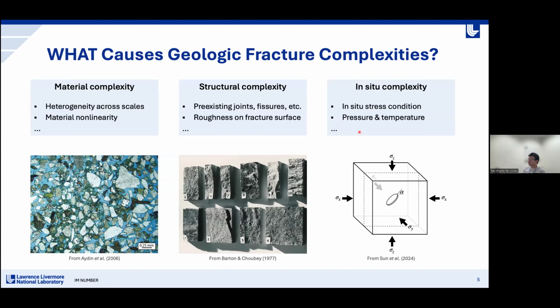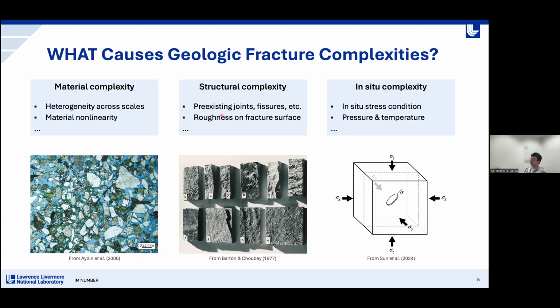So what are the causes of these complexities? There can be many answers, but I believe most of them fall into three aspects, which are the material, structural or geometric, and also the in situ conditions. So for the material aspect, it can include the material heterogeneity across different scales and the intrinsic material nonlinearity, such as the plasticity of the rock. For the structural or geometric aspect, for example, geological materials such as rocks can have pre-existing joints or defects that can sometimes determine the final cracking pattern.